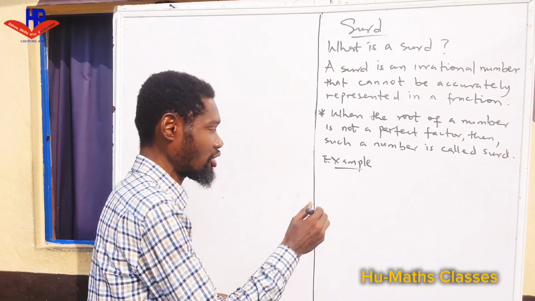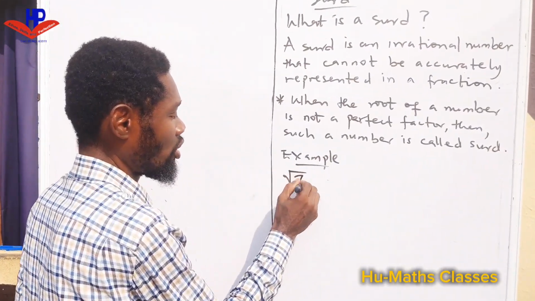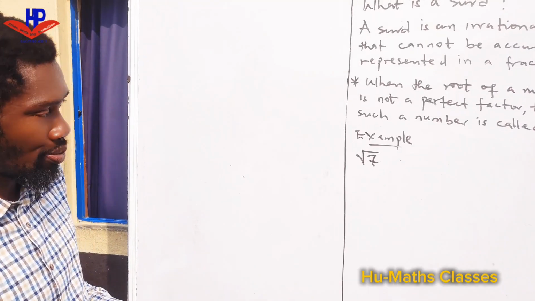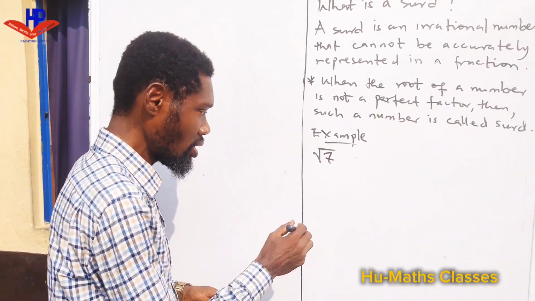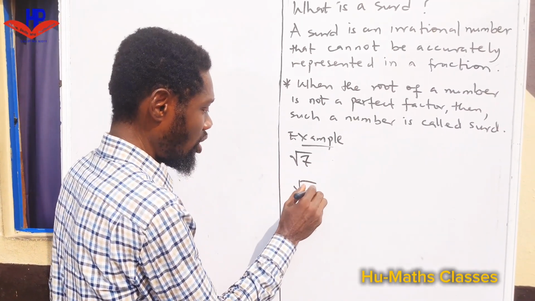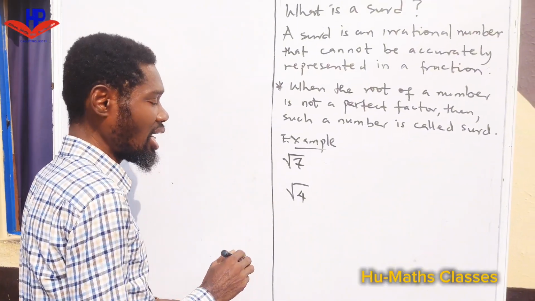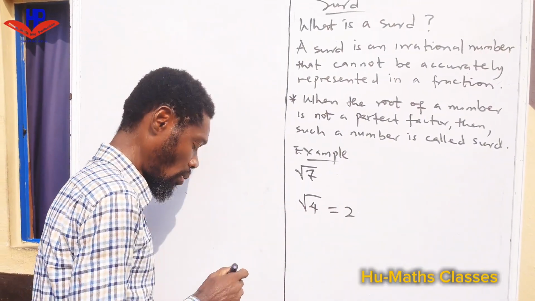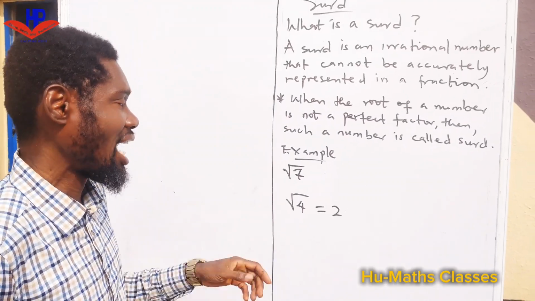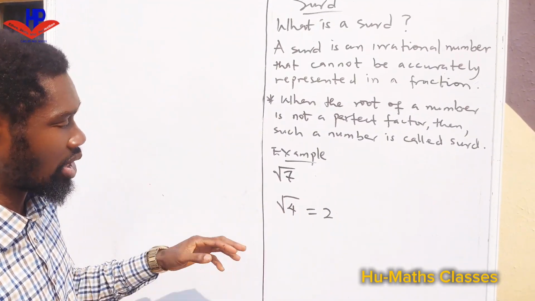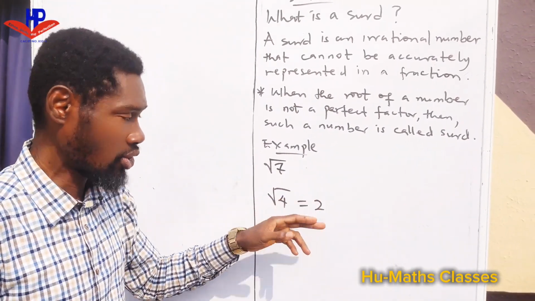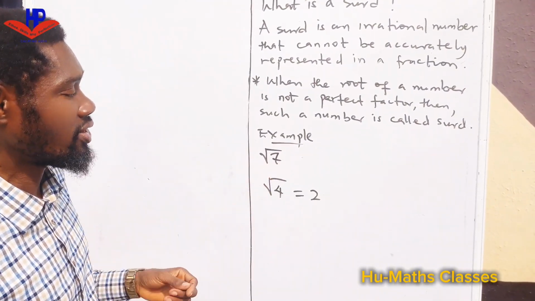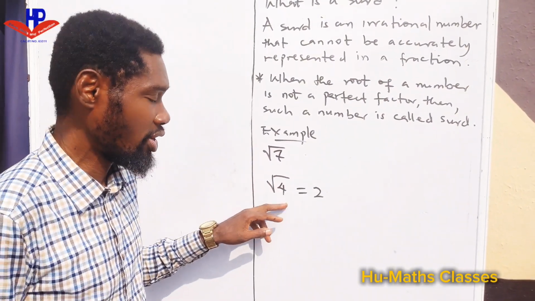For example, if I ask you, what is the square root of 7? It will result in a decimal answer. It won't give us a perfect root, like 4. 4 has a perfect root of 2, because 2 times 2 is 4. What number multiplies itself to give us 7? We don't have one. So we're going to have a decimal result as the answer. So root 7, in this case, is a sod, but root 4 is not a sod.